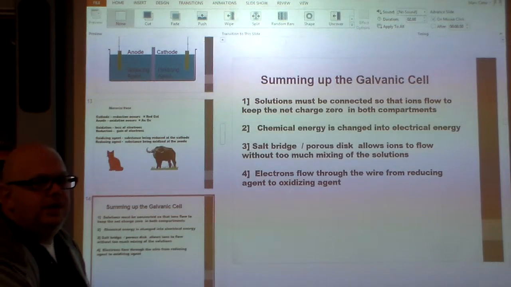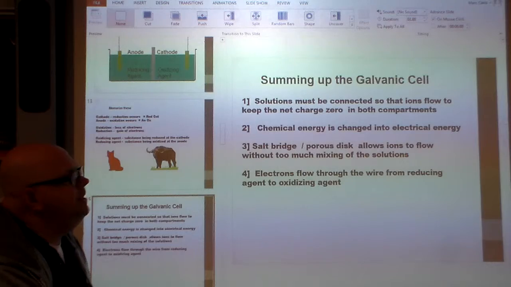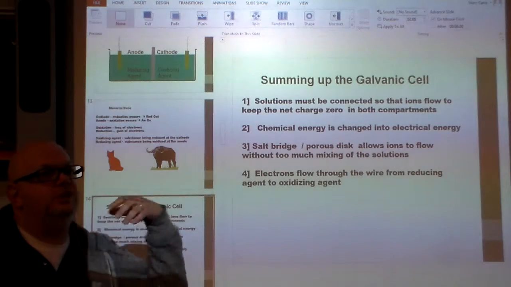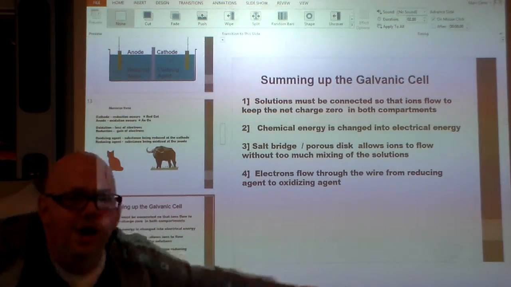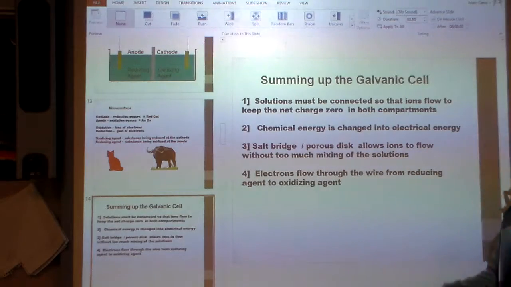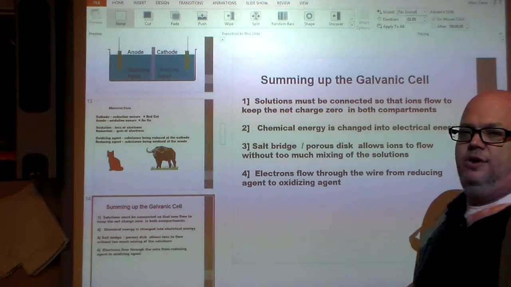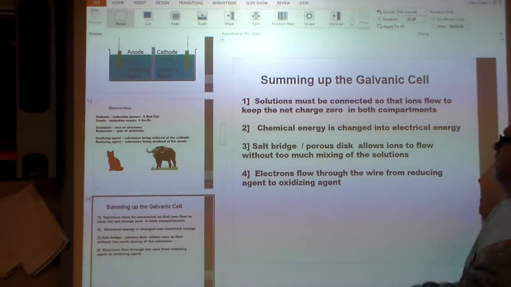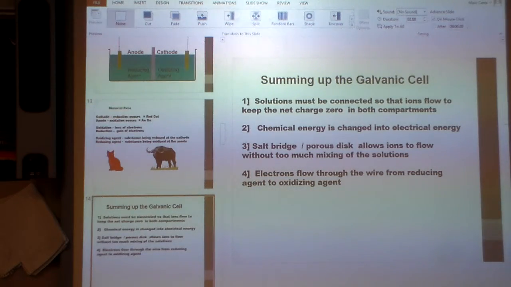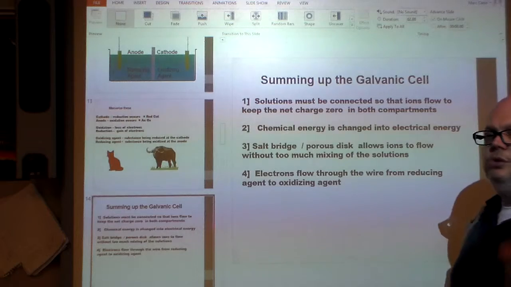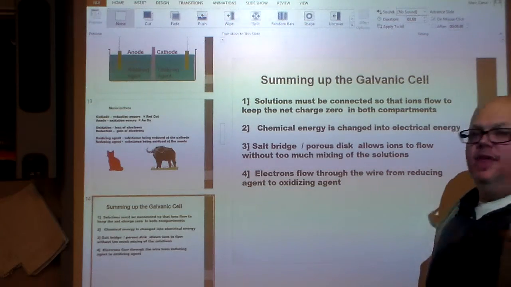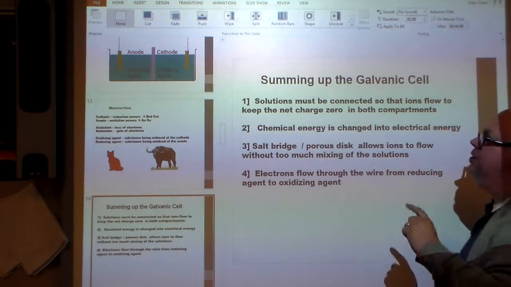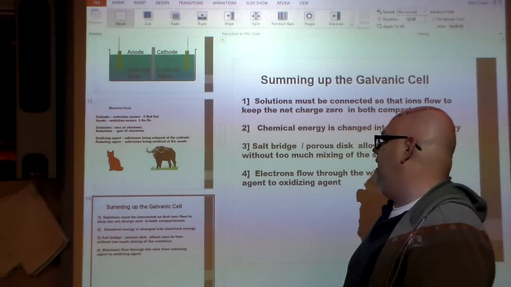Okay, summing up our galvanic cell fairly quickly. Solutions need to be connected so that the ions can flow to keep the net charge zero in both compartments. Because if one side is all positive and the other side is negative, we're not getting anything. The second thing is the chemical energy is changed into electrical energy. How's that happening? Well, remember, compounds break up and you get electrons as part of it. The third thing is the salt bridge or the porous disc allows the ions to flow without too much mixing of the solutions. Because if the solutions mix too much, then the cell isn't going to work. The electrons flow through the wire from the reducing agent to the oxidizing agent.